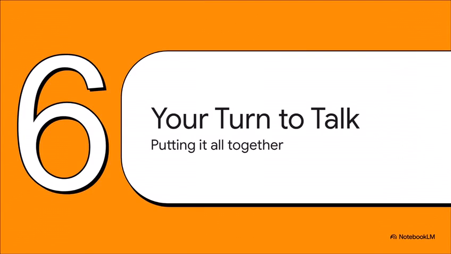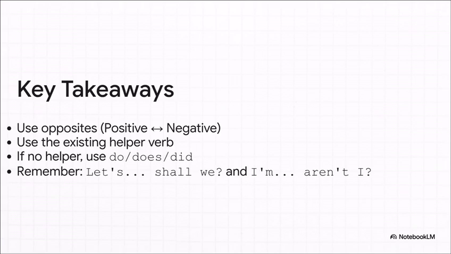Okay, that was a lot, but you did great. So let's just quickly recap the most important things so you can start using these today. Just remember this checklist. Number 1, opposites attract, positive statement, negative tag, and vice versa. 2, if there's a helper verb, just borrow it. 3, no helper, no problem. Just use a form of do. And 4, don't forget those weird ones like let's go, shall we? And the crazy one, I'm late, aren't I?